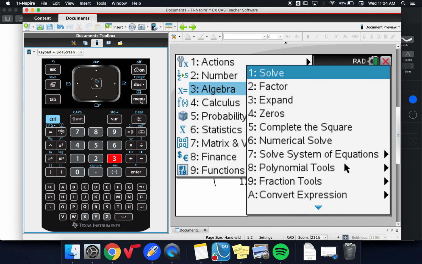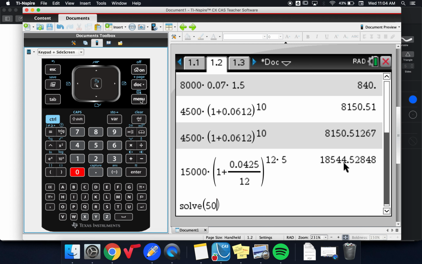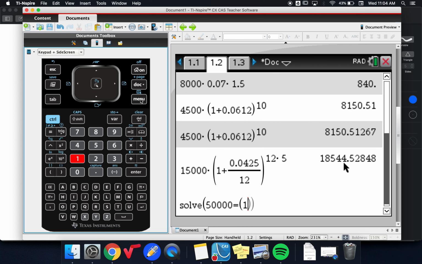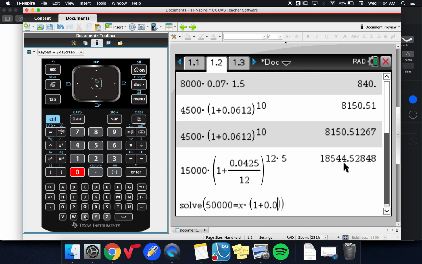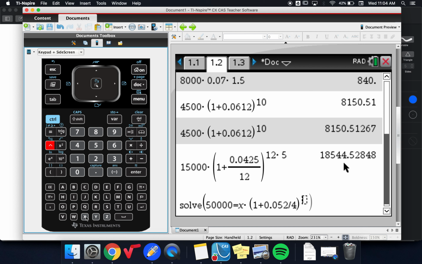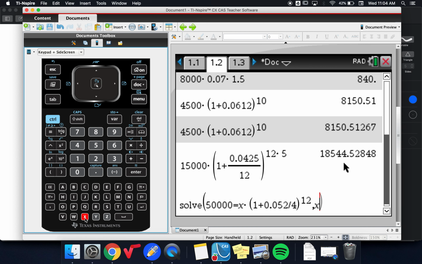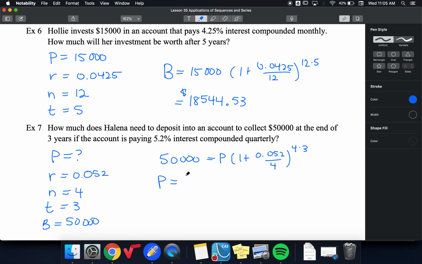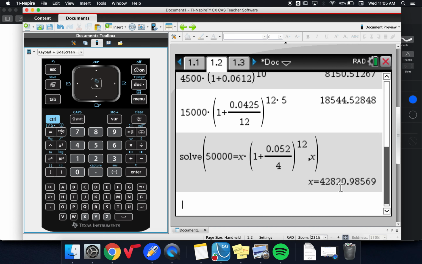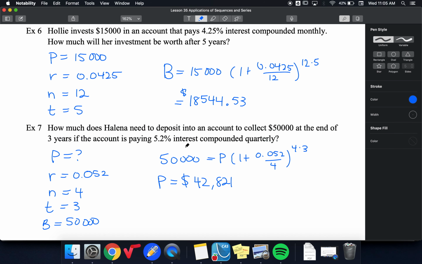Menu, I'm using my numbers, 3 then 1 to quickly get me there. We have 50,000 equals x, let me use my variable, x times 1 plus 0.052 divided by 4 raised to the 3 times 4, which is 12, and I'm going to solve for x. So the amount of money that she needs to invest, really we should just call this $42,821. Odds are you're not going to tell them, okay, here's my $42,820.99, but I would accept either answer. Odds are, though, you'd probably just give $42,800, but anyway, if she wants the $50,000, that's what she needs to put in.